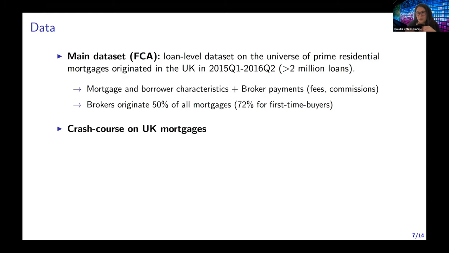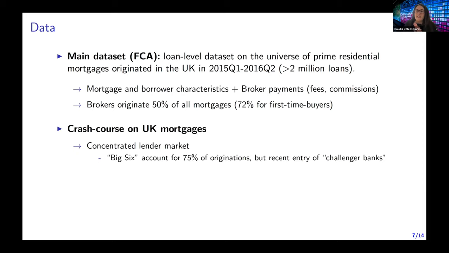But what I'm going to tell you today is effectively the three things you need to know about the UK mortgage market to understand my paper. So the first thing you need to know is that in the UK, we have a very concentrated upstream market. What do I mean by that? We have what we call the big six banks that account for 75% of all mortgage originations.